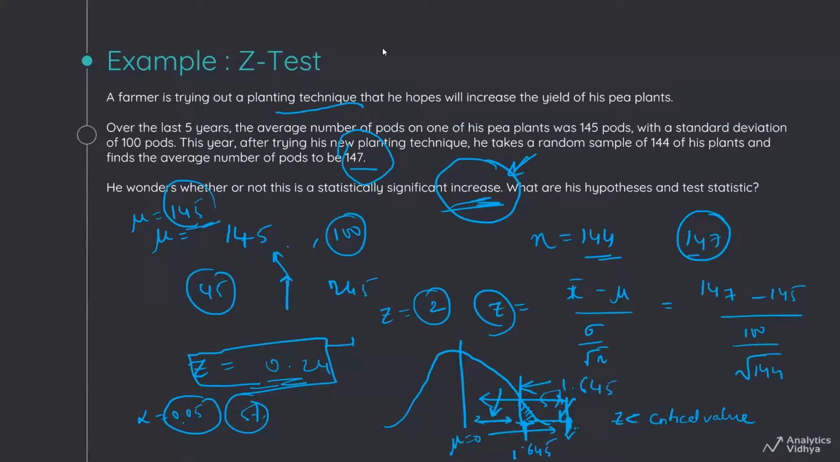How did we get a critical value of 1.65? All right. So the critical value here, right?